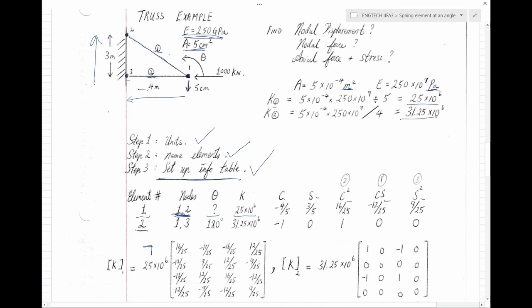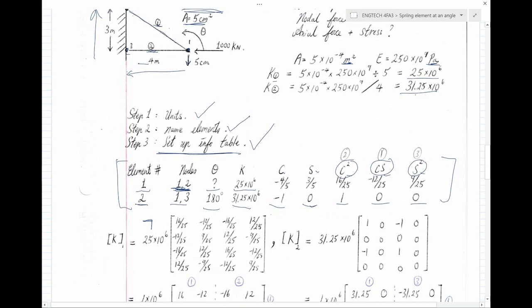Element 2 is traveling from node 1 to 3, and theta, this time, we know is 180 degrees. K, we just bring that term. Cosine 180 is -1, sine 180 is 0. So if we know c and s, we know c squared, cs, and s squared. This table is very helpful, nice and clear. We just substitute the c squared, cs, and s squared terms into the transformation matrix that we developed previously.